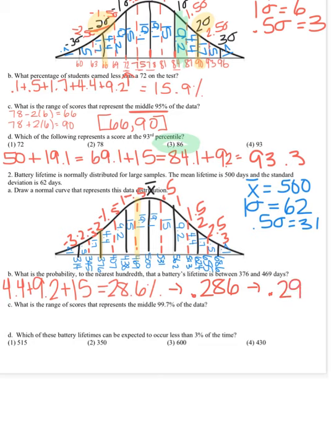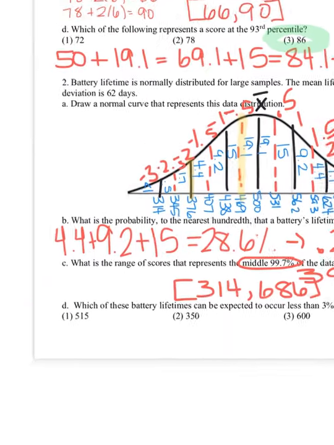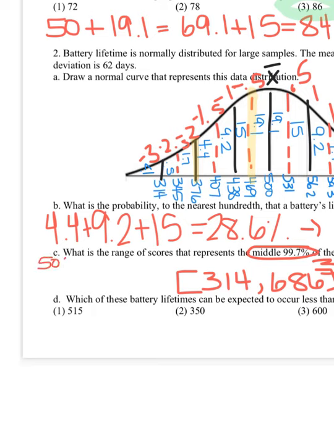Okay? Letter C, what is the range of scores that represent the middle 99.7%? That's 3 standard deviations. So you can either look at your chart and say, okay, minus 3 standard deviations is 314, positive 3 standard deviations is 686. You can do it that way, or just like before, you can take your mean, subtract 3 times whatever your standard deviation is. That will give you the 314. And then 500, your mean, plus 3 standard deviations will give you the upper boundary, 686.